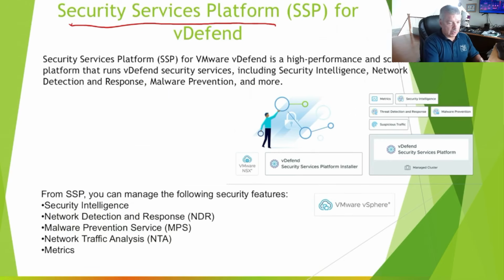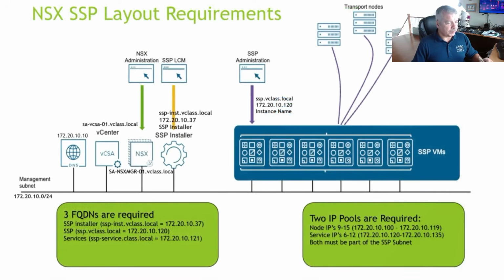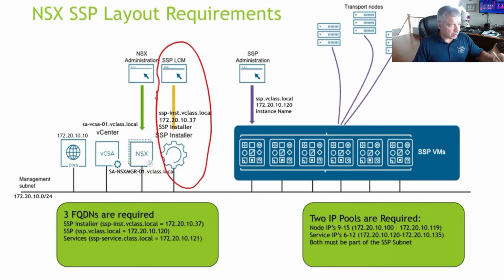So let's actually go to the next slide here. So basically, here's the installer, this appliance that you deploy, right? And in my lab environment, I'm going to call it ssp-inst.vclass.local, and there's its IP. Again, I have to have a fully qualified domain name, forward and reverse set up for that. So you do this installer. Notice they also mention here SSP LCM Lifecycle Manager. So you actually manage the environment from there, the life cycle of it, upgrades and stuff like that. And we'll see that as we go through this, okay?